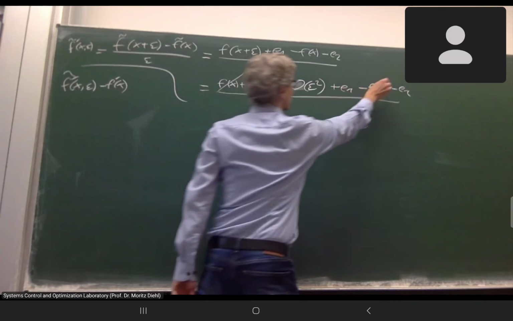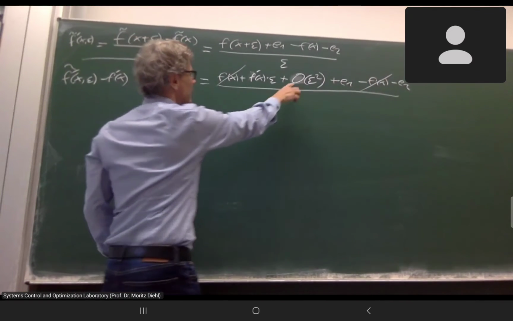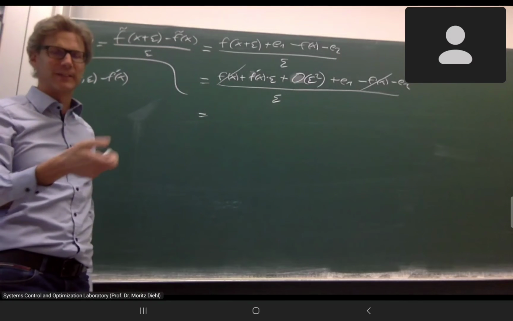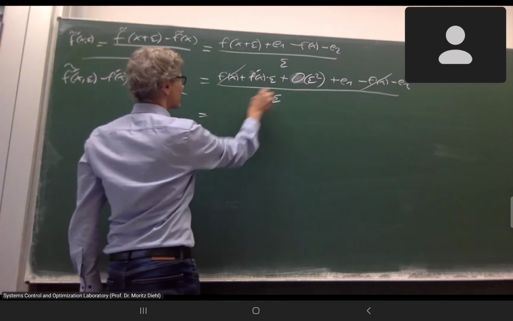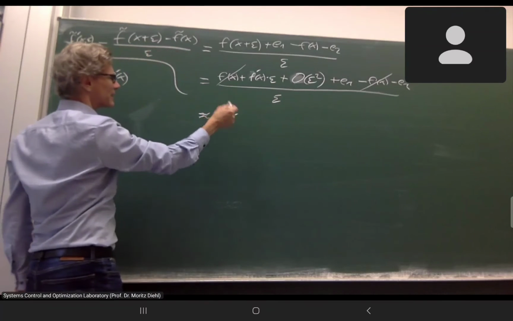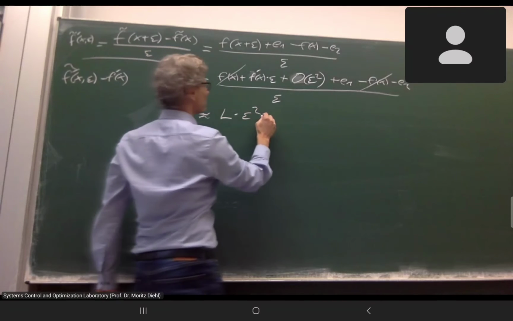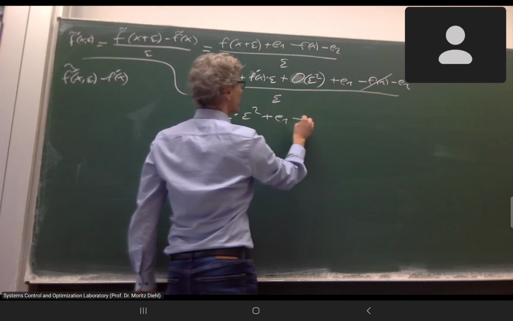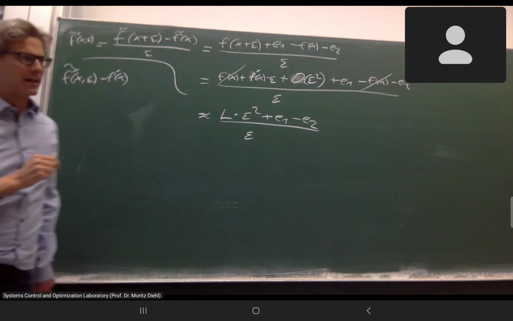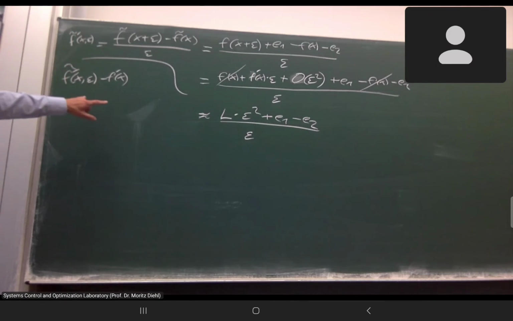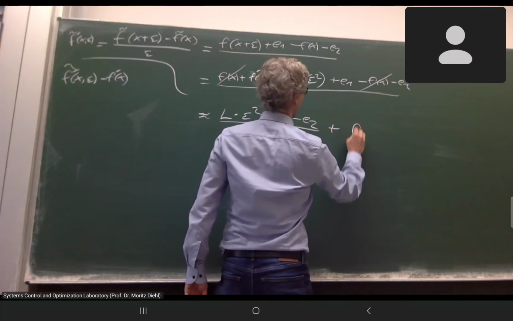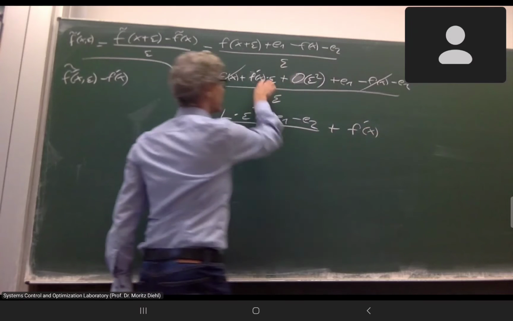I have this and this the same, right? And this one I would approximate with something that's proportional to epsilon. It's actually the second derivative, something like this. So I call it a constant L, which is so to say the second derivative, right? Times epsilon squared plus E1 minus E2. And then I divide that by epsilon. So now, no, that's not right. This is all the things plus f prime of x. Right? So that's a true thing that I get.